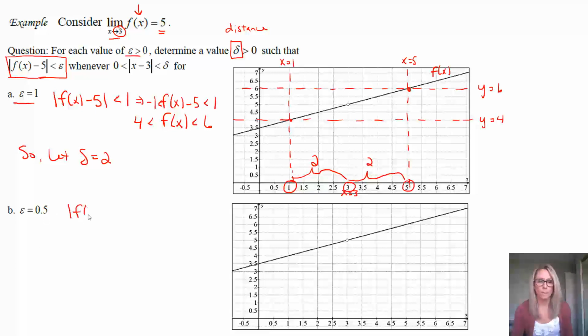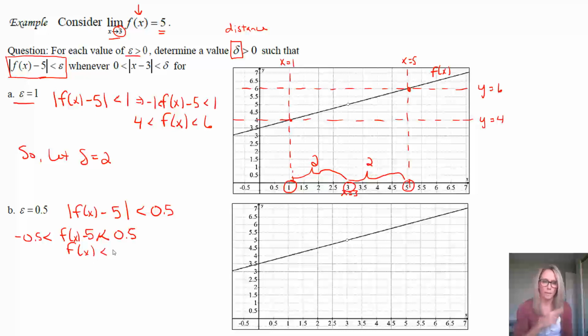So I'm going to say the same thing because it's still the same function at the top. So f of x minus 5, so that's the function approaching its limit. We want that to be less than 0.5. F of x minus 5 is less than 0.5 and greater than negative 0.5. That's going to give us f of x is less than, now we're going to add that 5, so 5.5, and over here 4.5.